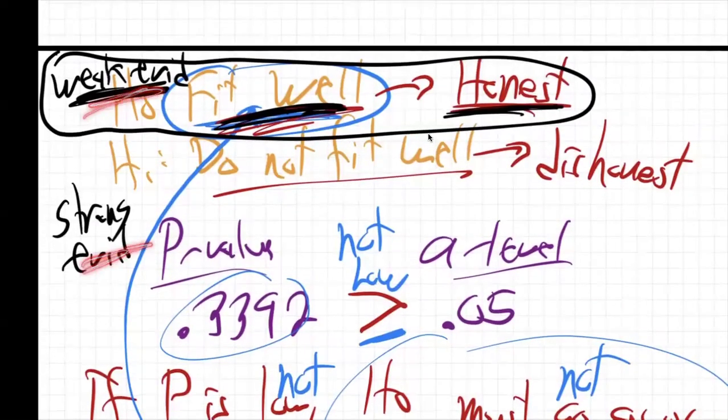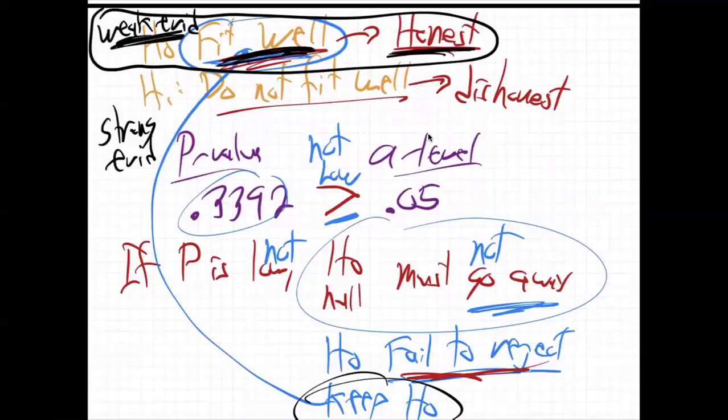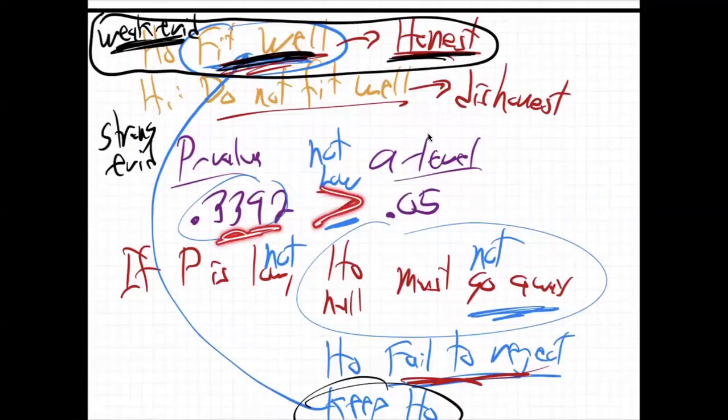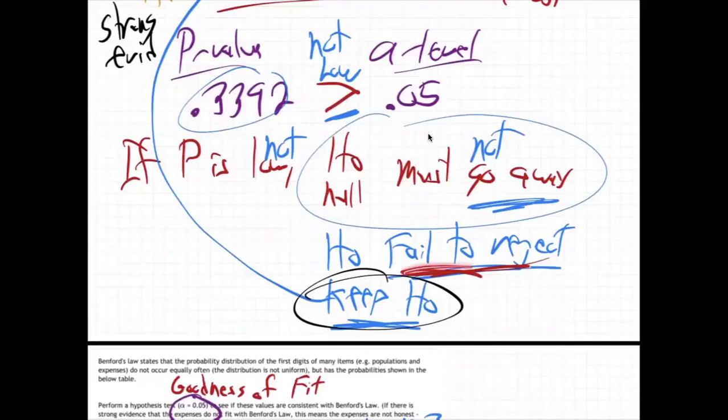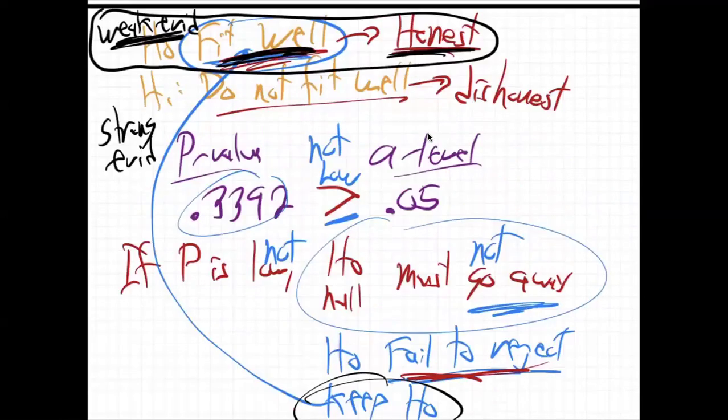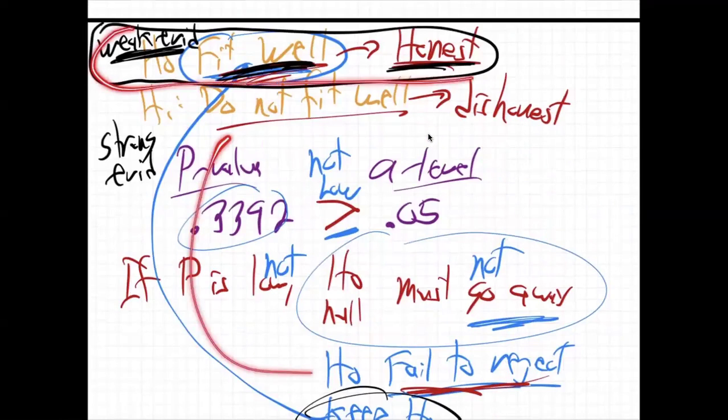H1 is always strong. Then when we came down here and we found that our p-value was greater, if the p is not low, the null must not go. So we failed to reject the null. We kept the null, which means we're going back up and keeping exactly what the null says. Weak evidence, they fit well. The company's being honest. Honest because their data fits well with Benford's law prediction on what honest behavior would look like. And so there's our conclusion, and there we go.